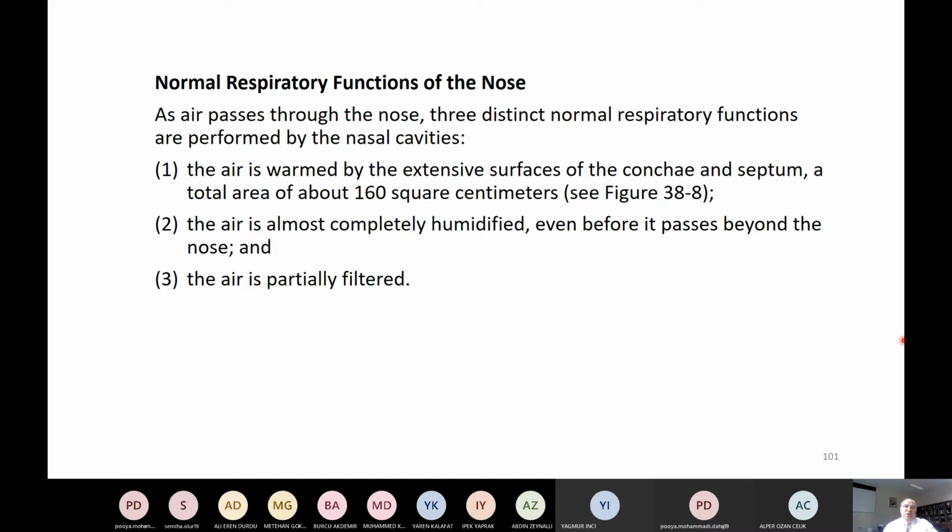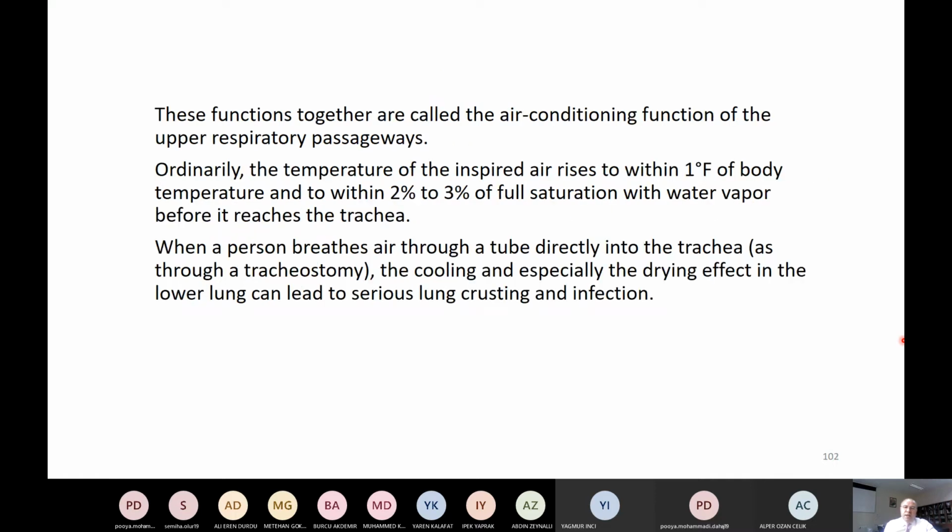What does our nose do? The air is warmed by extensive surfaces of the concha and septum, a total area of about 160 square centimeters in the nasal cavities. The air is almost completely humidified even before it passes beyond the nose, okay? And the air is partially filtered by the hairs of the nose. These functions together are called the air conditioning function of the upper respiratory passages.